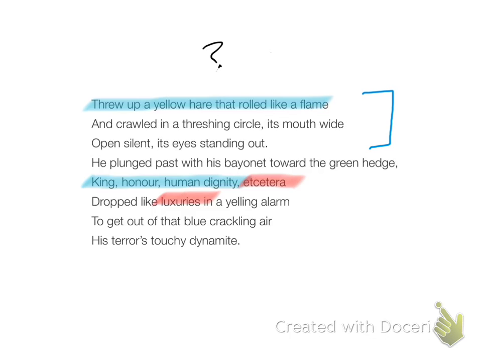The only thing which seems to concern him now is to get out, and his panic increases to a yelling alarm which is ready to explode. And the alliterative T's here and here, which connect terror and touchy, combined with the onomatopoeic crackling in the previous line, sound like sparks ready to light his fear into pure terror.